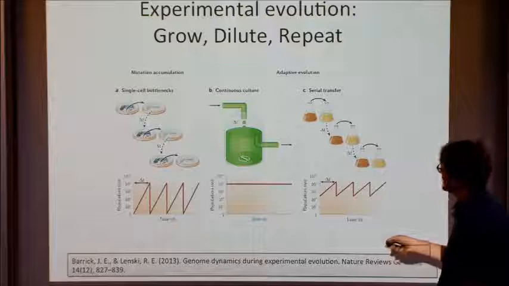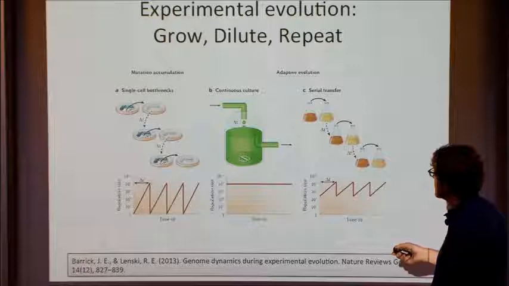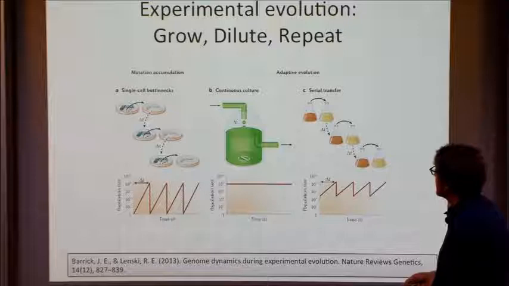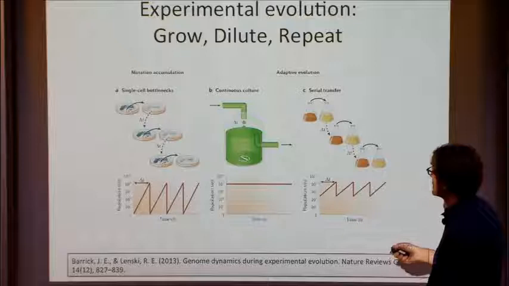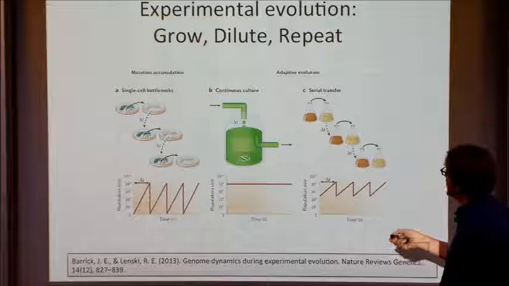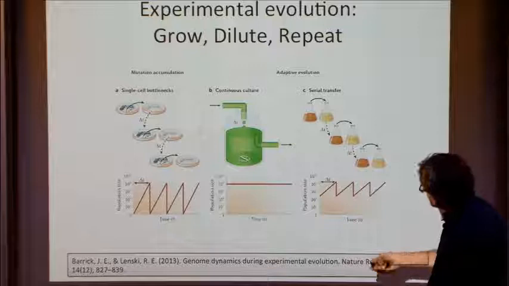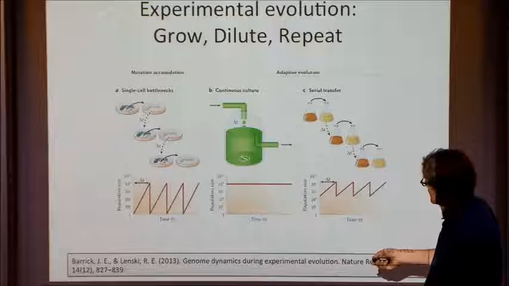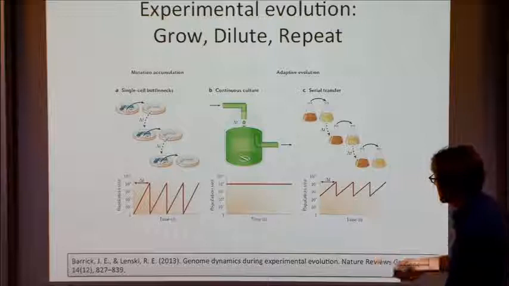Now, after a short period of growth, you take this single colony, streak it out on a new plate to again look for colonies that have derived from a single cell. By this procedure, you are introducing very, very strong bottlenecks in the course of this evolution experiment. That's plotted here. After each transfer, you start with just one cell, grow the population, and then introduce again a very, very strong bottleneck.